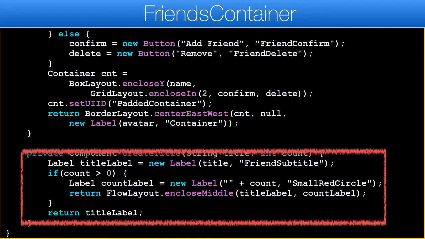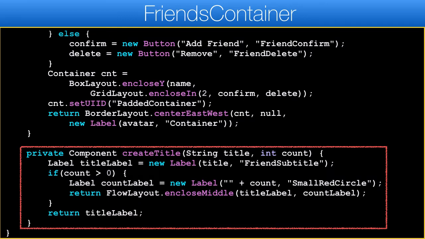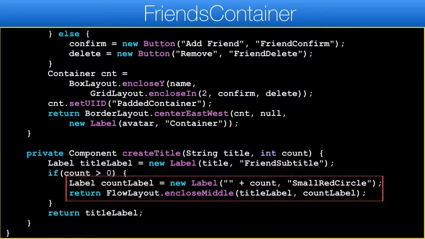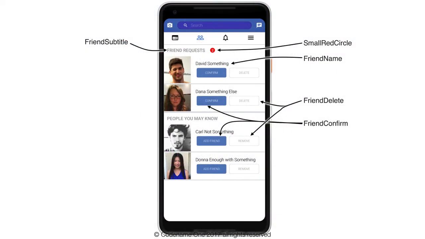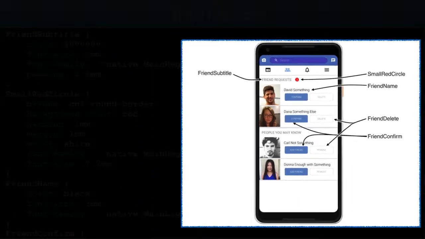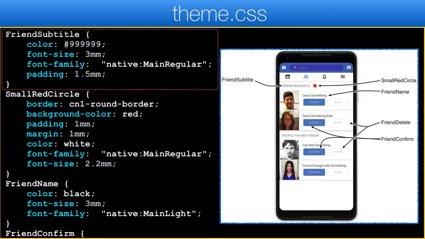The titles above the listing are created in the init method with this code block. This handles the red circle with the number next to the title. In order to complete this, we need a few CSS changes.